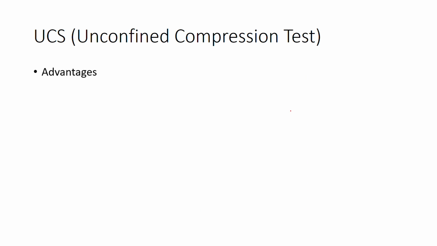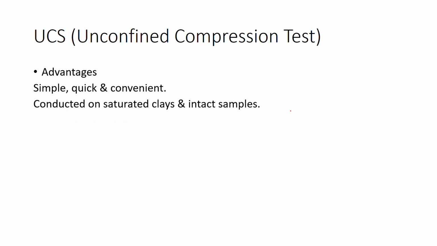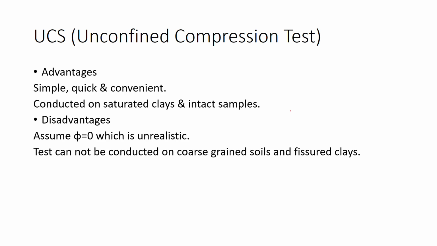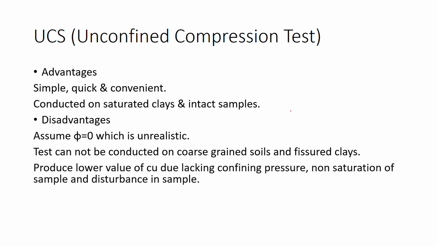The advantages of this test are that it is a very simple, quick and convenient test conducted on saturated clay type and intact samples. One disadvantage is that the friction angle is considered 0, which is unrealistic. The test cannot be conducted on coarse-grained and fissured clay, and it produces a low value of Cu due to the lack of confining pressure, non-saturation of the samples, and also disturbance of the sample.